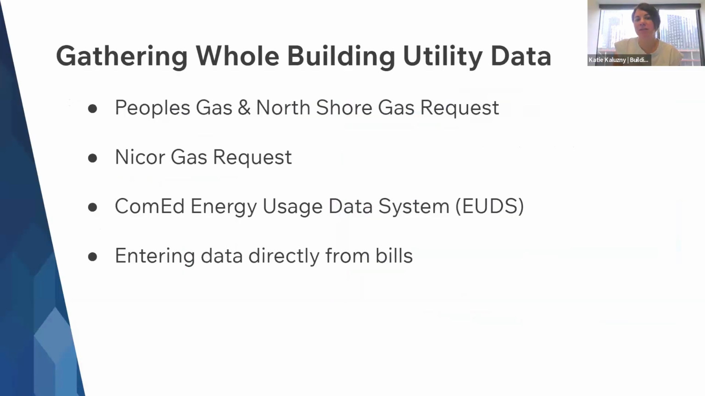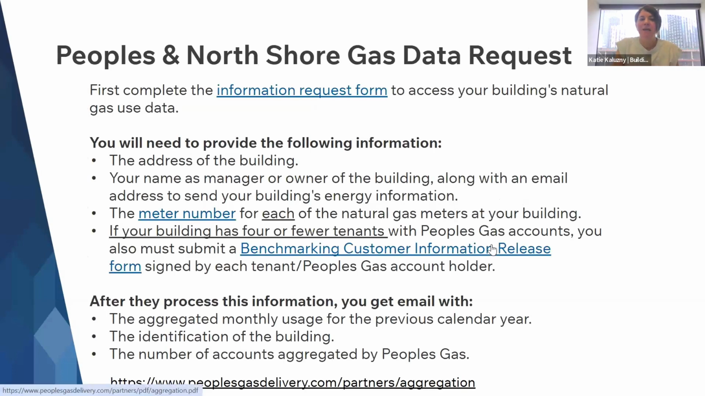So I'm going to show you how to request data from NICOR, Peoples, or ComEd, because if you are a multi-tenant building, like a commercial office building or a multi-family building, chances are you don't have access to everybody's bills within the whole building. And the whole idea of Portfolio Manager is to understand the whole building energy use and how you can make improvements over time. So there's a way to get around that, which is requesting it from the utilities.